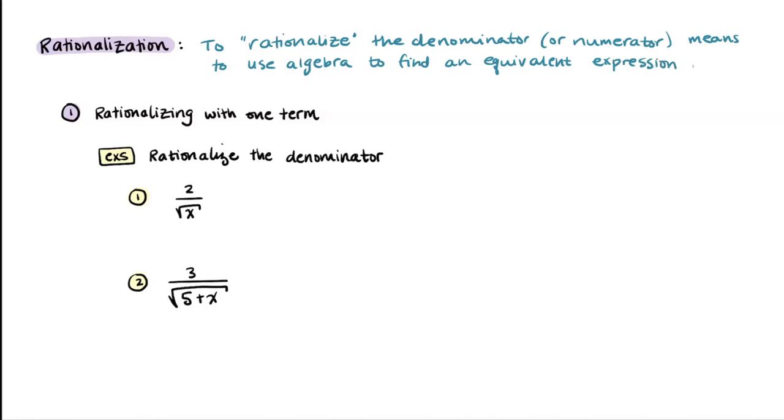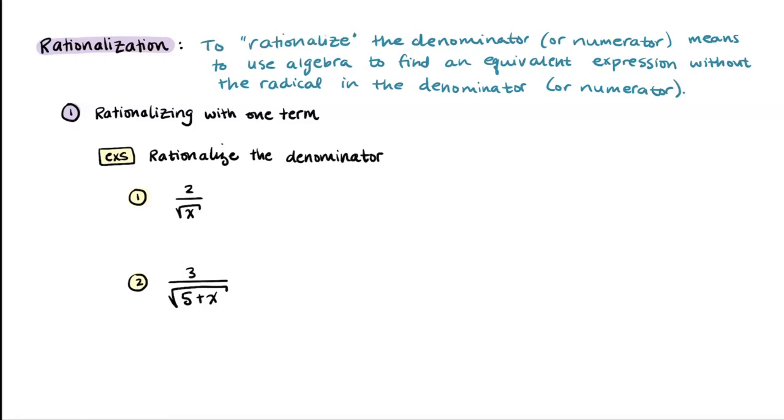Where the numerator or the denominator has the radicals moved around. So without the radical in the denominator, if we're rationalizing the denominator, or without the radical in the numerator, if we are rationalizing the numerator. So that's what to rationalize means.